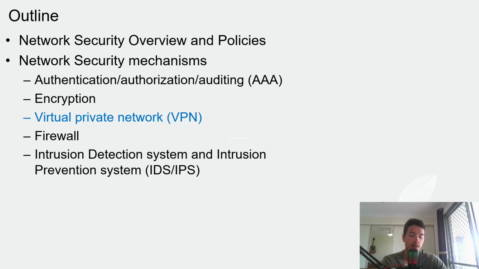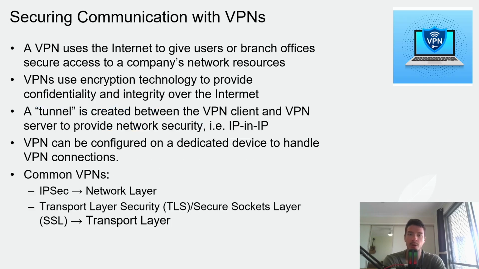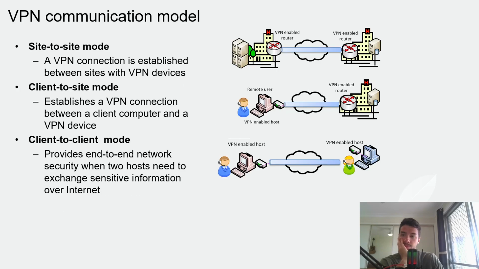You've got VPN. VPN uses the internet to give users or branch offices secure access to a company's network resources. VPNs use encryption technology to provide confidentiality and integrity over the internet. A tunnel is created between the VPN client and the VPN server to provide security, IP in IP. VPN can be configured on a dedicated device to handle VPN connections. Common VPNs are IPsec at the network layer, and SSL, secure sockets, at the transport layer.